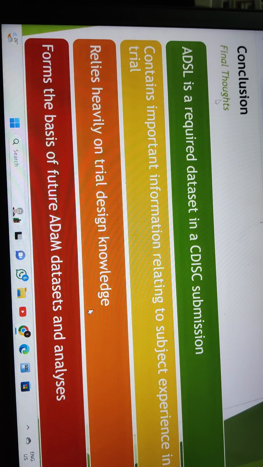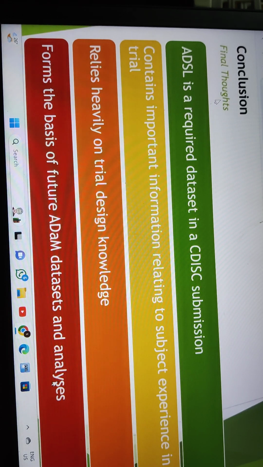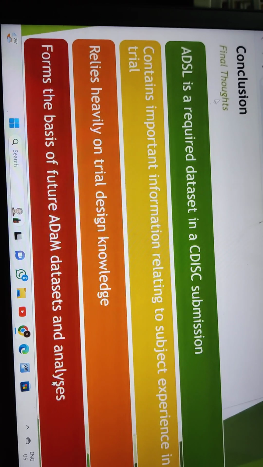Whenever we go through the ADSL dataset, we can understand what the trial is, how many treatments we have, how they are randomized, how subjects were dispositioned, and what treatment phases we have. So the trial design can also be understood from here. It forms the basis of future ADaM datasets and analyses. When you create the initial ADSL dataset, you can take some key information and core variables from ADSL and keep them in the BDS and occurrence datasets as well, because they are required from a future analysis perspective. That was the last slide.